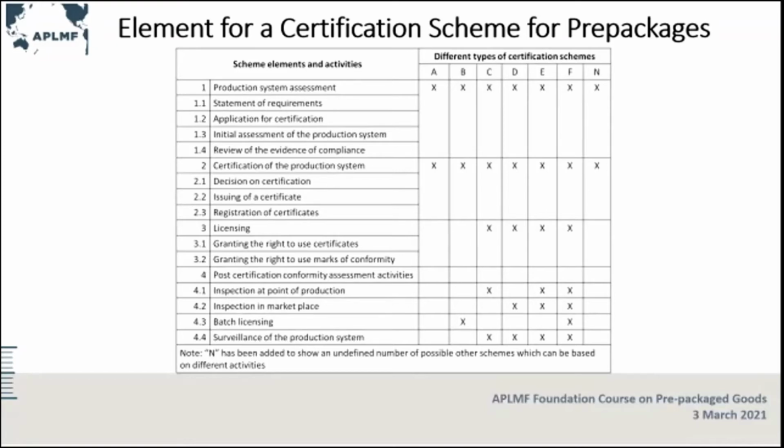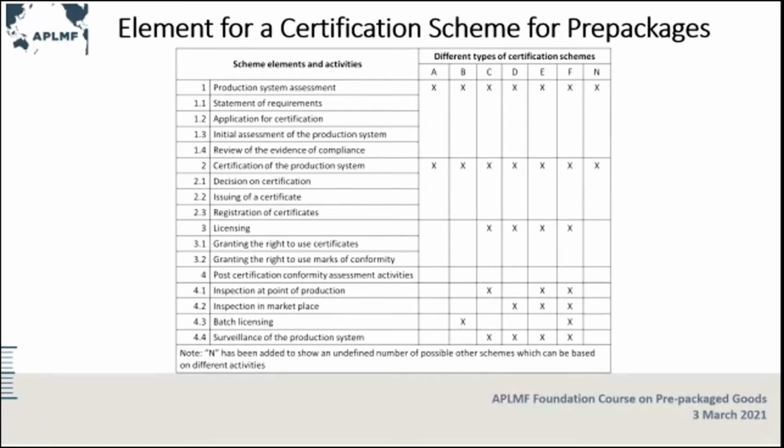C. They are the inspection at the point of production and also the surveillance of the production system. So there are two post activities: the inspection by the government at the point of production, and also the activities of the government to carry out surveillance after the product is distributed to the marketplace. And similar to C, scheme D has the same elements as scheme C, but differs only in the activities of the post-certification conformity assessment.